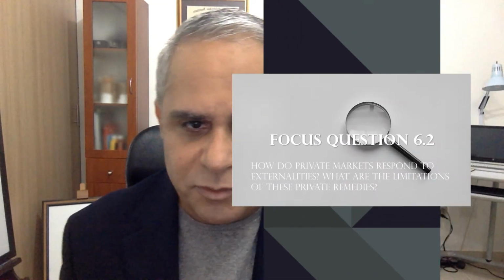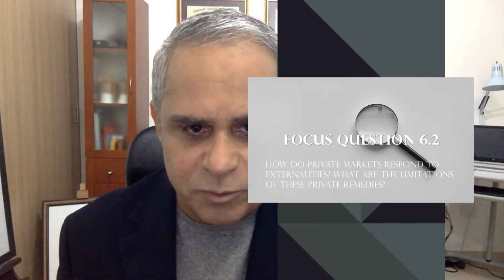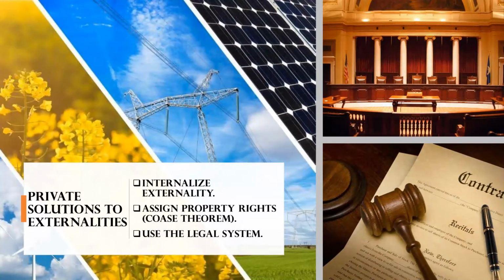So let's go to question number 6.2. Okay, how do private markets respond to externalities? All right. What are the limitations of these private remedies? So how do markets respond to them? What can they do to what we call internalize the externality? And there are private solutions that the market can provide to internalize the externality. By the way, when we say internalizing the externality, we mean precisely getting rid of it or reducing it to a level that is manageable or desirable for society.